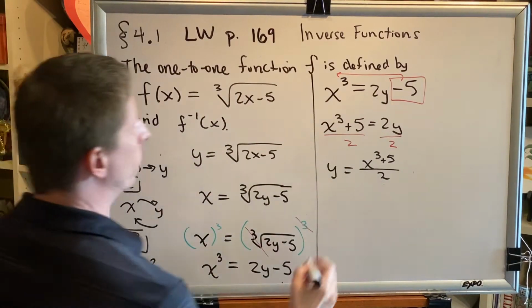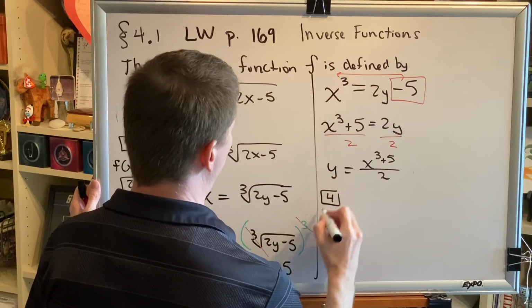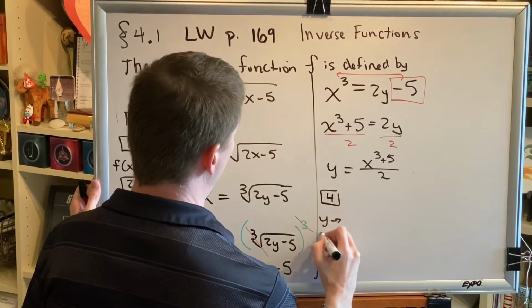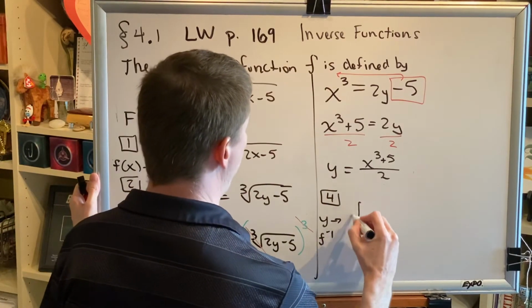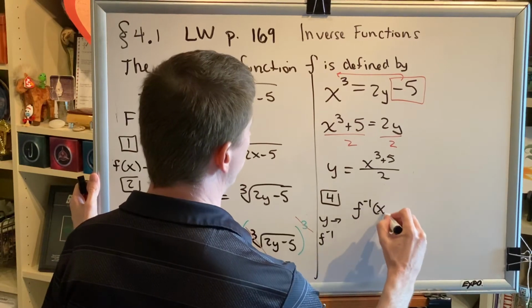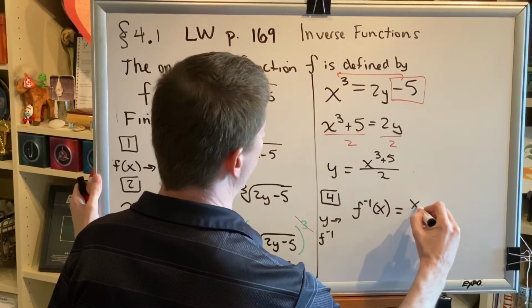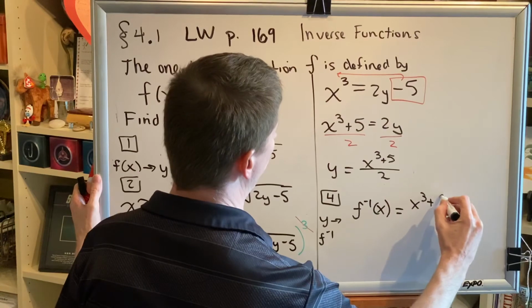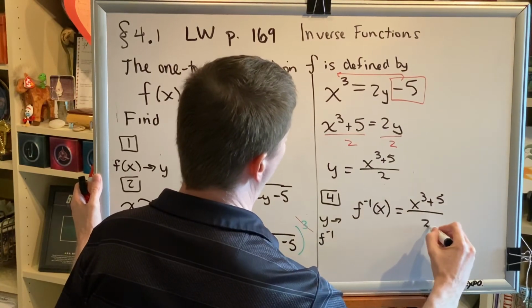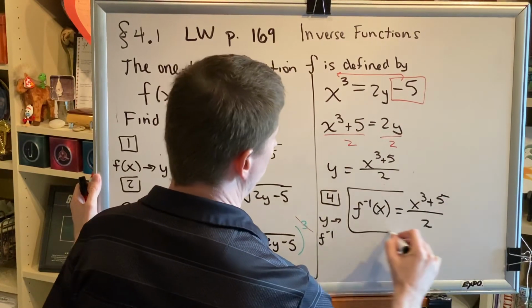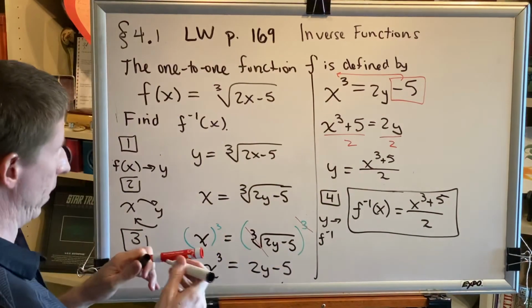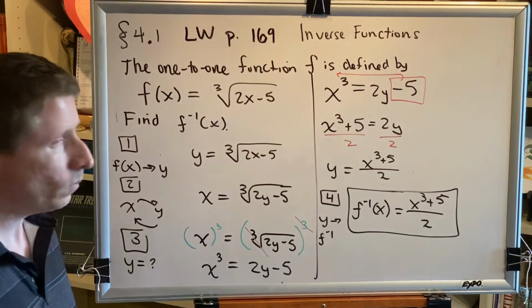Step 3 is complete. All right, now the only thing left is step 4. Turn y into f inverse. We write f inverse of x equals x cubed plus 5 all divided by 2. And that's our final answer. A short one.